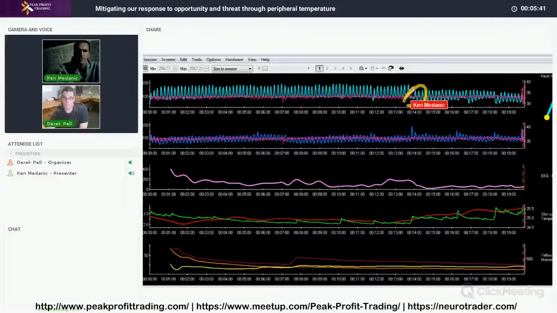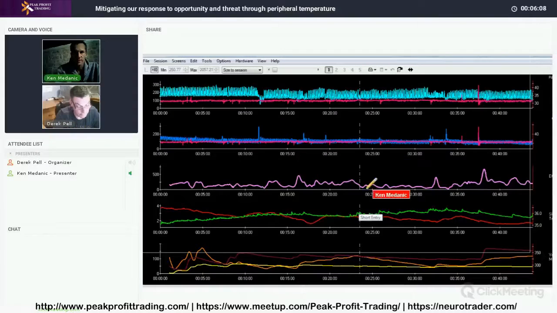And what you can see is that breathing levels off, and the heart rate doesn't have the volatility that it had before, because the threat's now over.